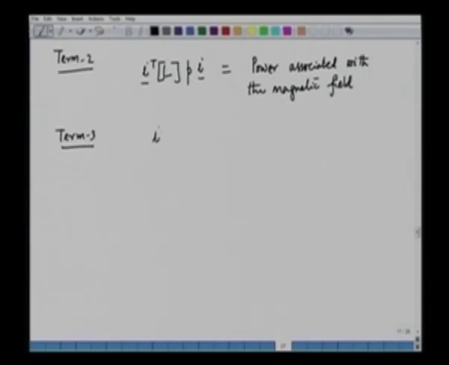And then what about the third term? Third term is I transpose G I into omega R. This is the mechanical output of the system.